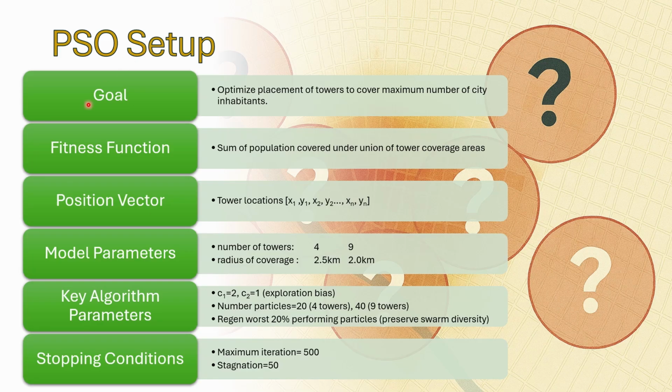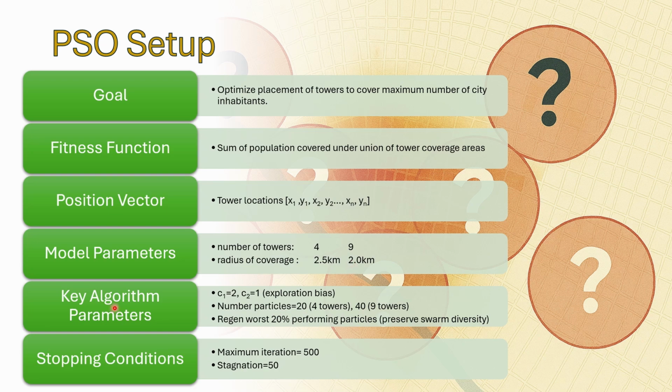Our PSO setup is as follows. The goal: optimize placement of towers to cover the maximum number of city inhabitants. Fitness function: sum of population covered under the union of tower coverage areas. What this means is we're not going to get double credit when those coverage areas overlap. Position vector is tower location, so x1 and y1 of tower 1, x2, y2, and so forth. The model parameters, number of towers: I did two different situations, one with only 4 towers with a coverage radius of 2.5, one with 9 towers with 2.0.